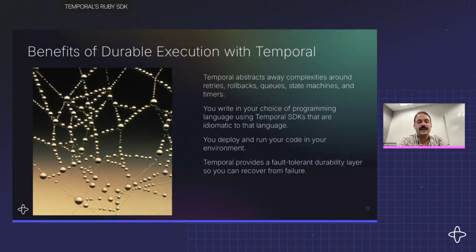You deploy and run your code in your own environment. And so Temporal itself, the orchestrator, that's not what runs your code. You run your code through Temporal workers that you can deploy in pods on your own infrastructure. And you have the ability to scale those workers on your own. And you can also provide any data security or data privacy guarantees that you need from your own infrastructure. Temporal itself, the Temporal service, Temporal Cloud, provides a fault-tolerant durability layer so you can recover from failures because the Temporal SDK code is constantly communicating with the Temporal service over gRPC.